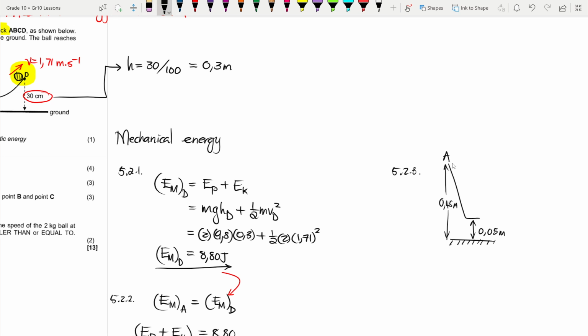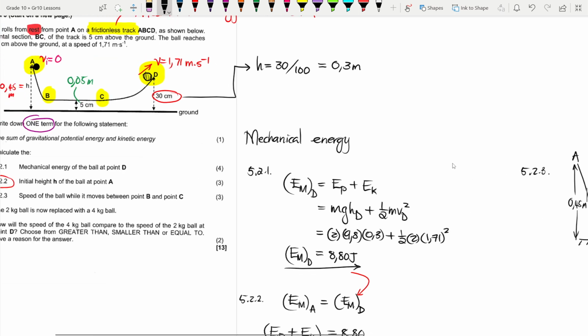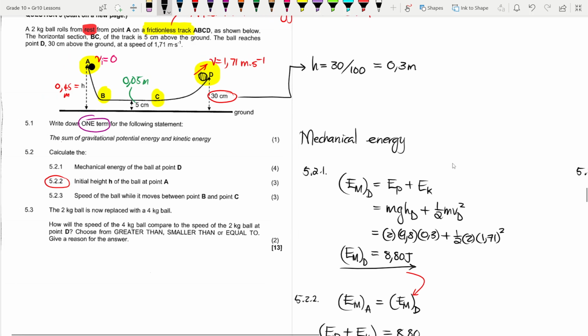Sir, I got 0,98 meters per second. Okay, that one also has a bit of a problem because the speed should definitely be greater than 1,71. So you said the EM was 8,80.